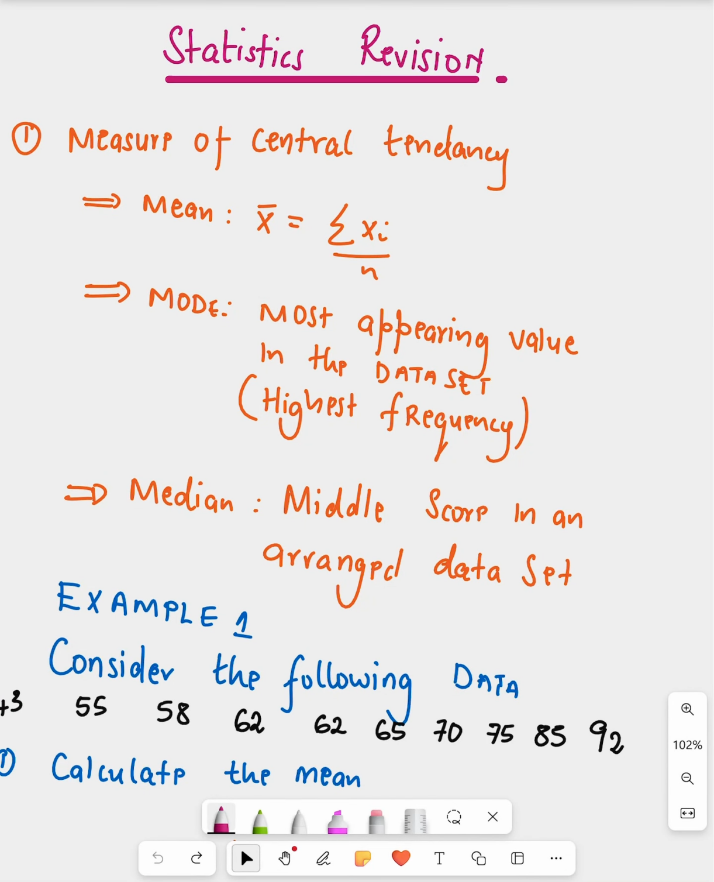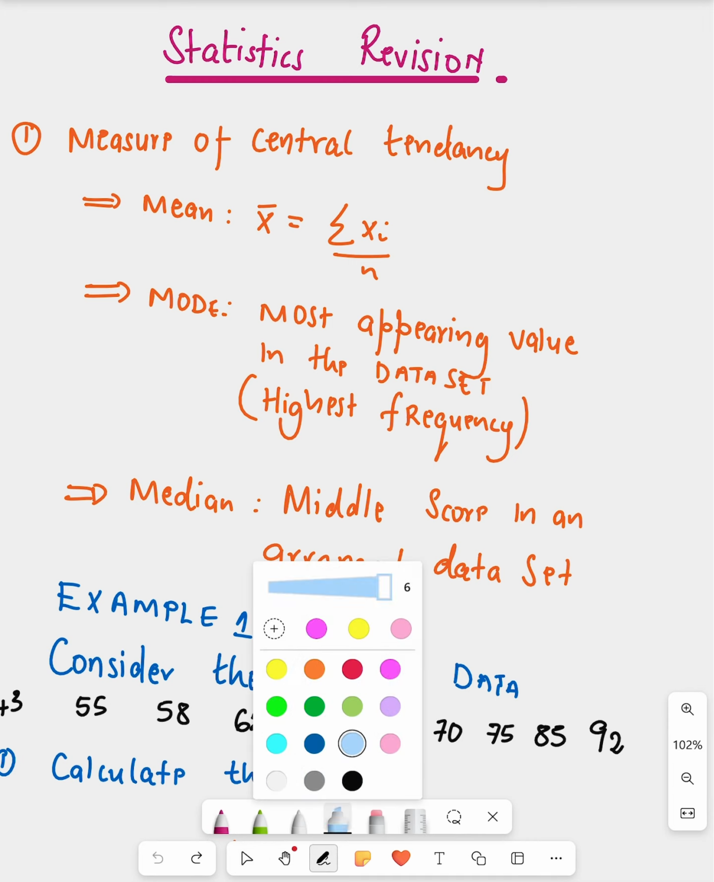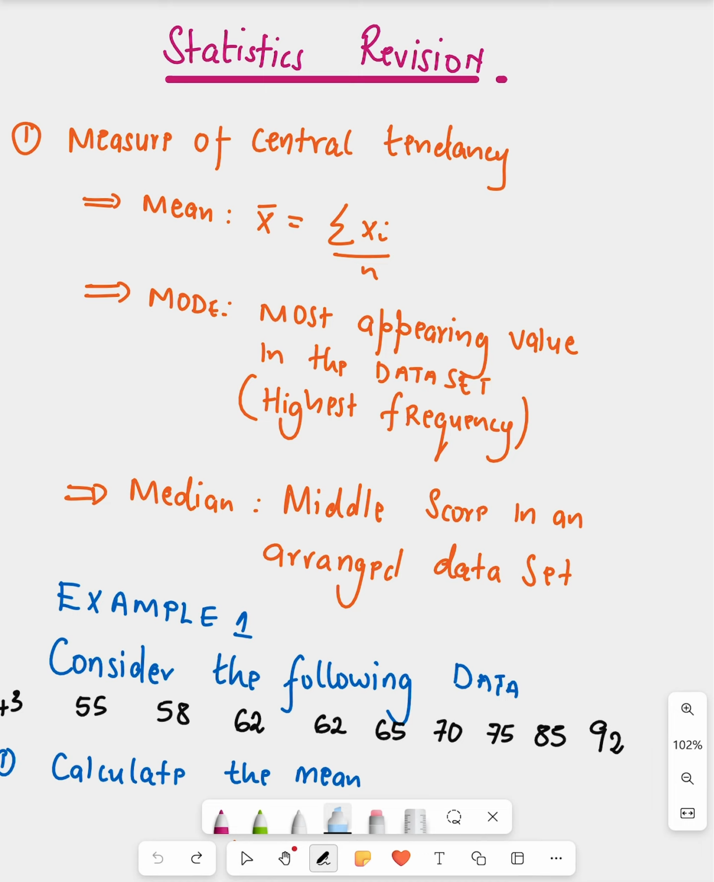Statistics revision. Some of the things that you need to remember for your test or for your exam. Let's start with the measure of central tendency. Under measure of central tendency, number 1, we have mean. We denote mean using X bar. Mean is the sum of all the scores divided by the number of scores.